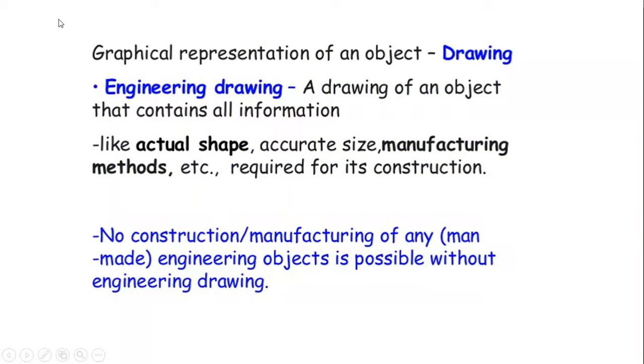Drawing is the graphical representation of the object. Engineering drawing is a drawing of the object that contains all information. Engineering drawings contain all the information: shape and dimensions, dimensional constraints and geometrical constraints, like actual shape, accurate size, manufacturing methods, etc., required for the construction. No construction or manufacturing of any man-made engineering object is possible without engineering drawing.